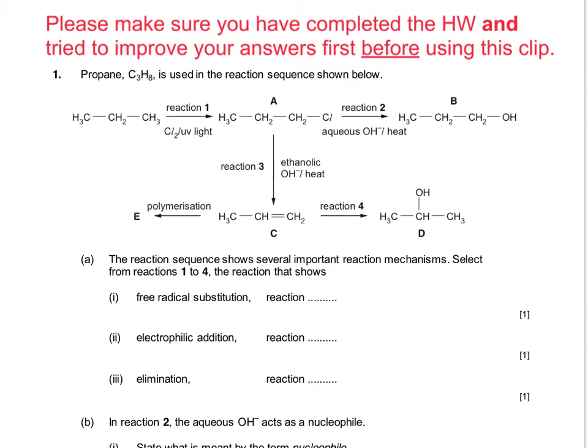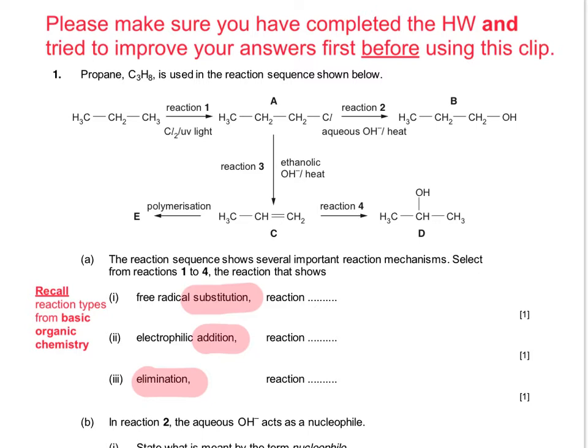So the first part of this is looking at basic organic chemistry. So this would need you to go back over your notes from basic organic chemistry and look at the different types of reactions that you might come across. So you've got free radical substitution, electrophilic addition and elimination. So the key words there are the substitution, addition and elimination parts. And that will help you decide what kind of reaction you're looking for.